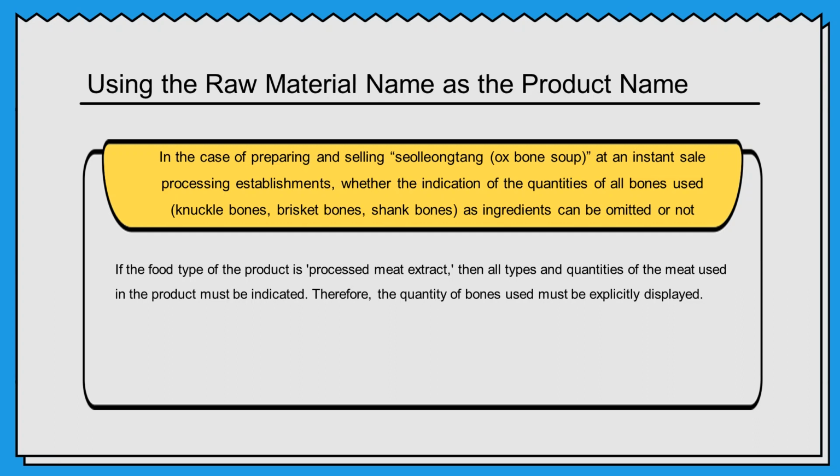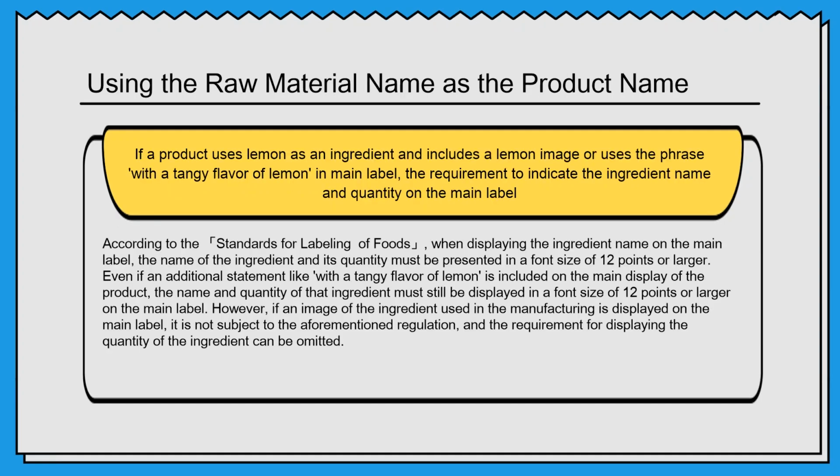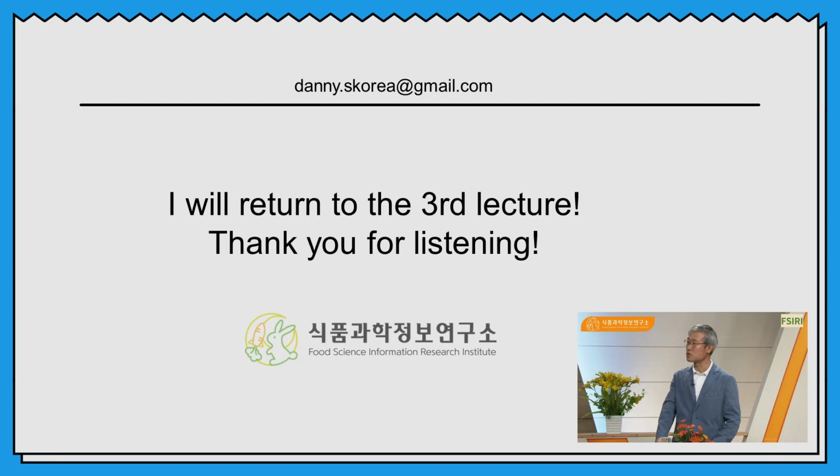If the food type of the product is processed meat extract, then all types and quantities of the meat used in the product must be indicated. Therefore, the quantity of bones used must be explicitly displayed. If the ingredient name is displayed on the main label as part of a phrase like, with a tangy flavor of lemon, it is required to present the name of the ingredient and its quantity in a font size of 12 points on the main label. However, if an image of the ingredient is displayed on the main label, it is not subject to the aforementioned regulation.